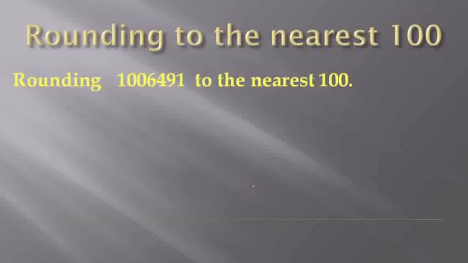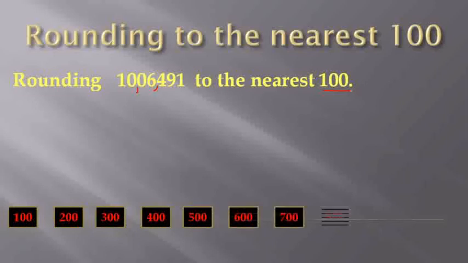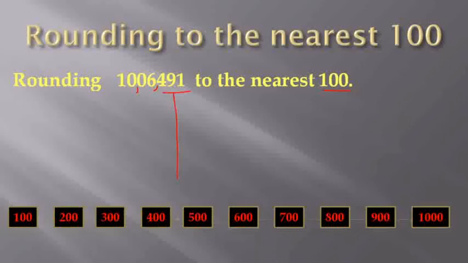I am moving towards the next problem. Next problem is rounding 10,06,491 to the nearest 100. So what are the multiples of 100? 100, 200, 300, 400, 500, 600, 700, 800, 900 and 1000. Now see, the last three digits lie between which two numbers? It is greater than 400 and smaller than 500, so it will lie between 400 and 500.